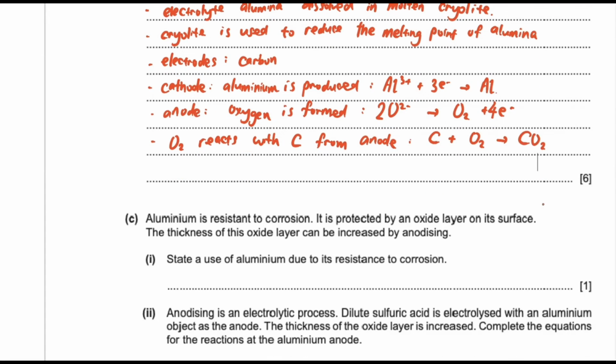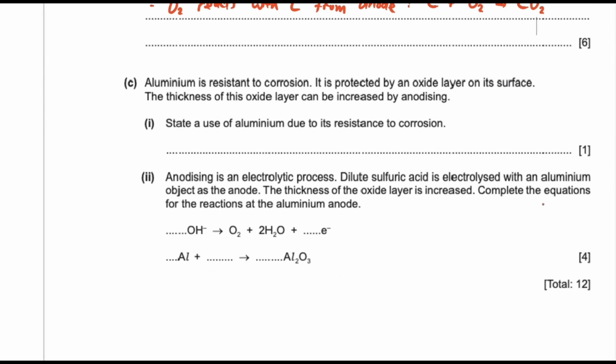Okay, now let's see part C. At part C, we have this. Aluminium is resistant to corrosion. That means it doesn't corrode. Not like iron, it corrodes. We call it rust. But aluminium, no. It is protected by an oxide layer on its surface. So it doesn't rust because of the aluminium oxide, which forms naturally to protect the aluminium from corrosion.